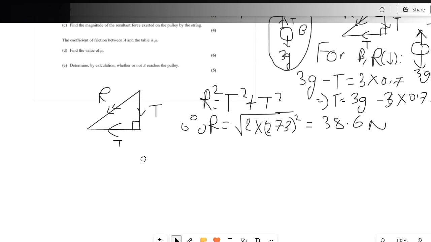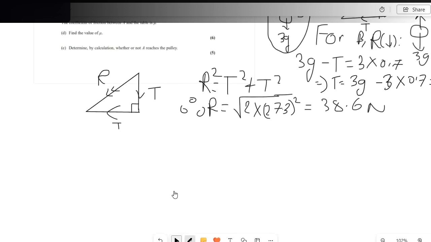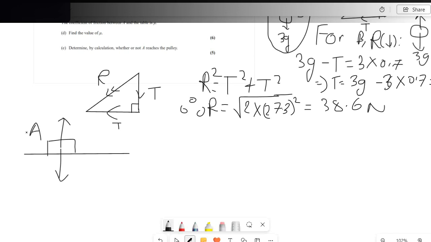Now they said that the coefficient of friction between A and the table is mu. Find the value of mu. So if we draw the diagram again, this should be the flat horizontal plane. If this is A, we know that the mass of A is 4 kg, so therefore the weight should be 4g. This should be the reaction force, this should be a tension, and because acceleration is this way, the frictional force, which acts opposite to the direction of motion, should be towards the left.